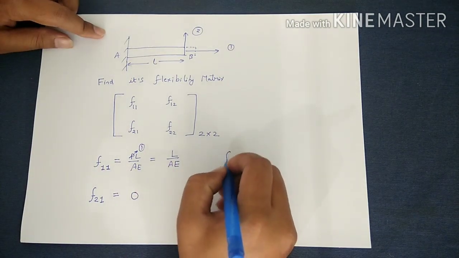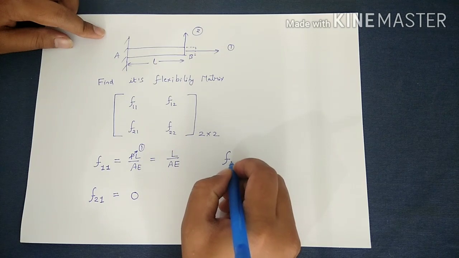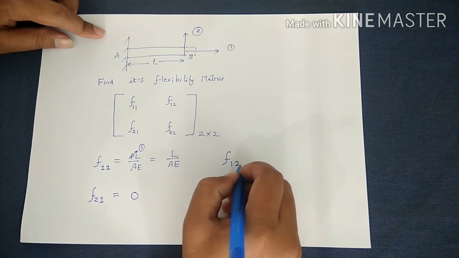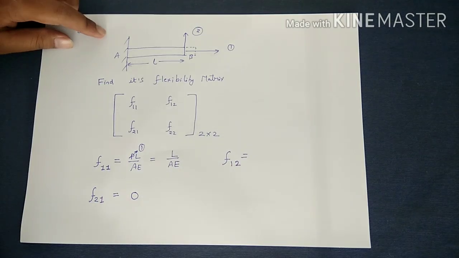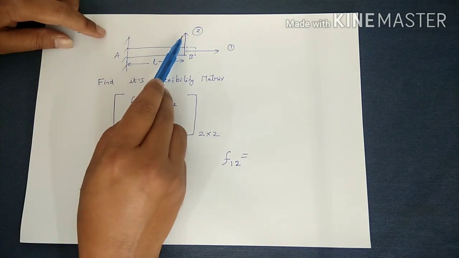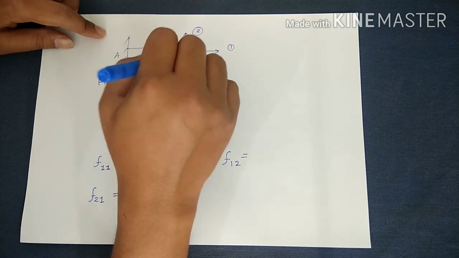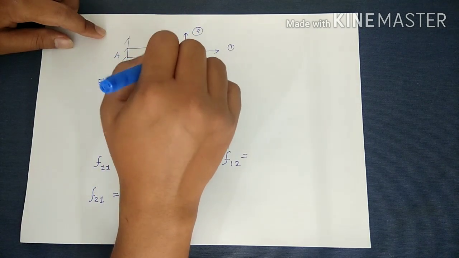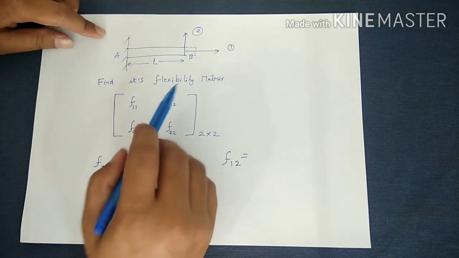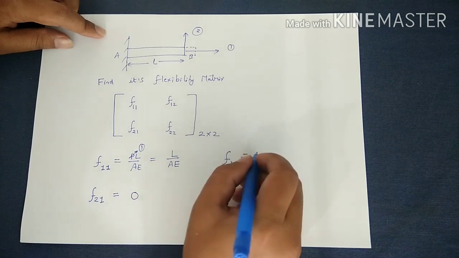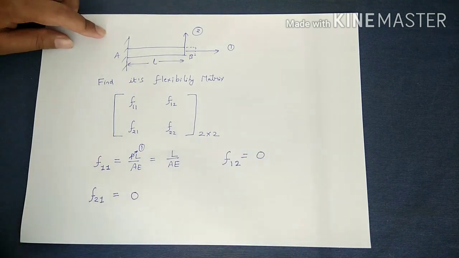Now, flexibility at 1 when unit load is applied at 2. When unit load is applied at 2, it will deflect in the direction of 2 only, that is transversely. But it will not deflect horizontally. Therefore, it will be 0.